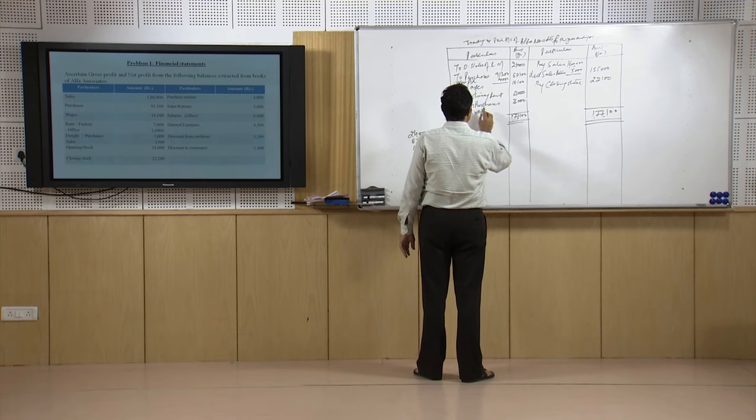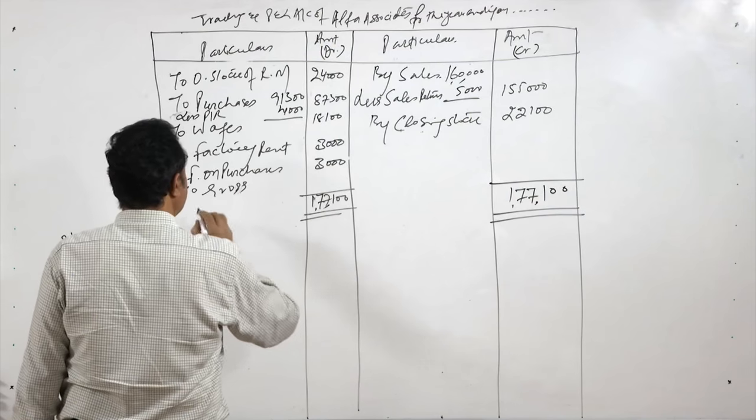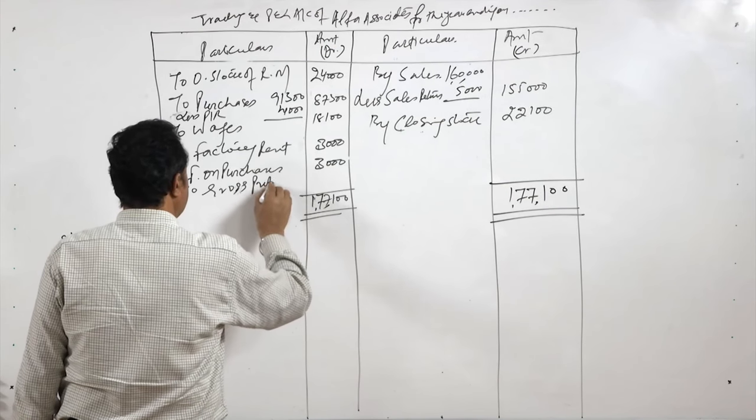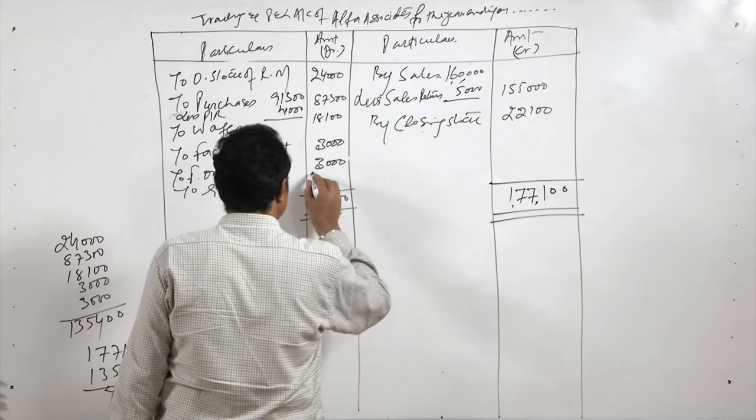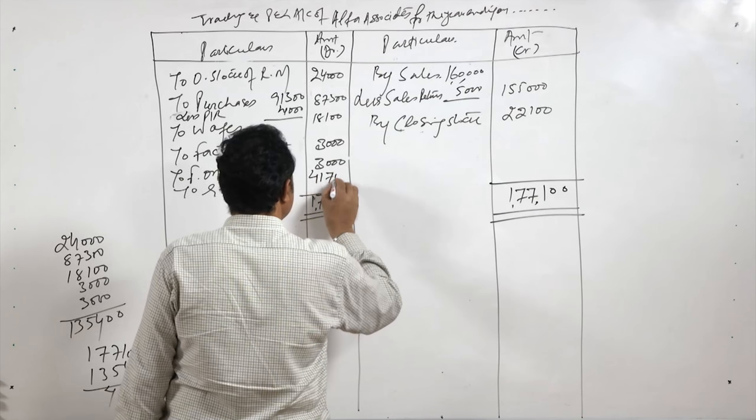The profit depicted by the trading account is the gross profit. This is not the net profit. So this is the gross profit, and the gross profit here is 41,700.